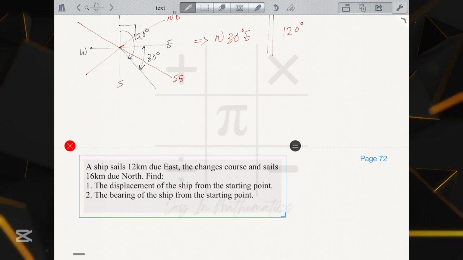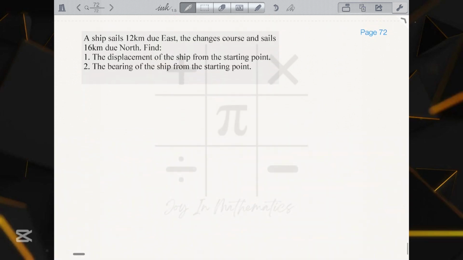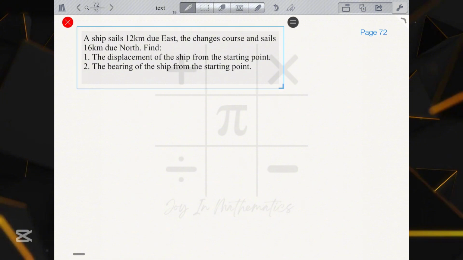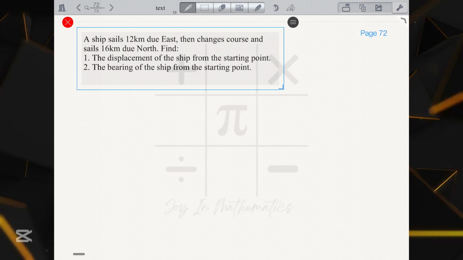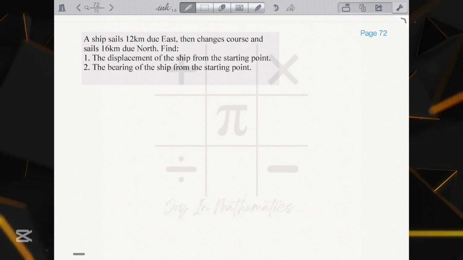The question says a ship sails 12 kilometers due east, and then changes course and sails 16 kilometers due north. Find 1, the displacement of the ship from the starting point, and 2, the bearing of the ship from the starting point. Now the first thing we have to know is the cardinal points. So from the north to the south to the east to the west, and the starting point is the north, 0 degrees.